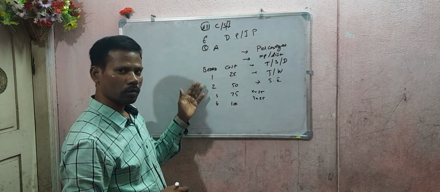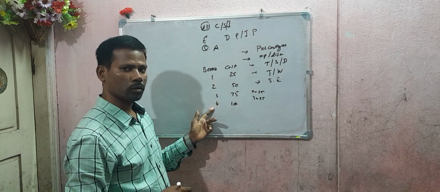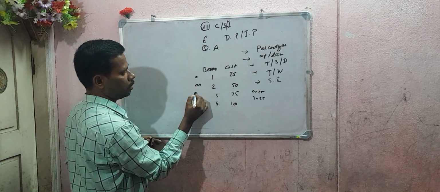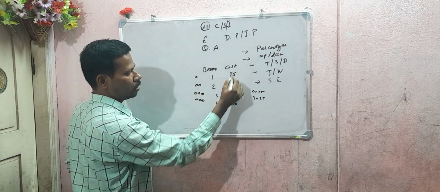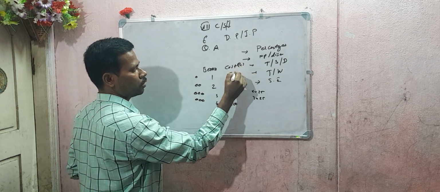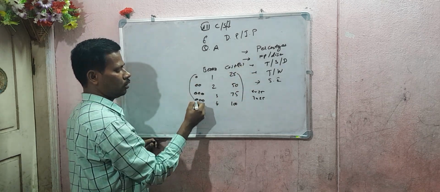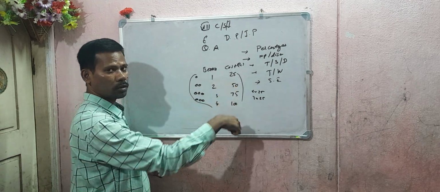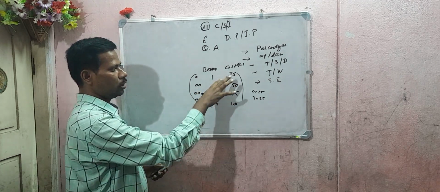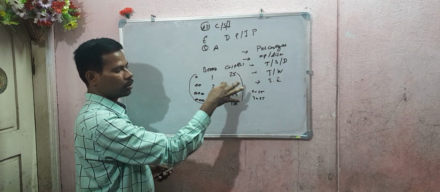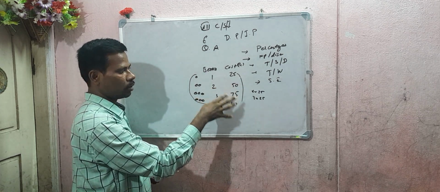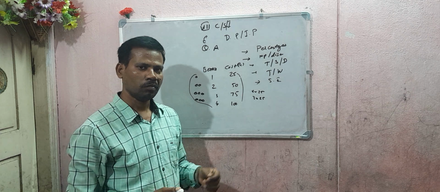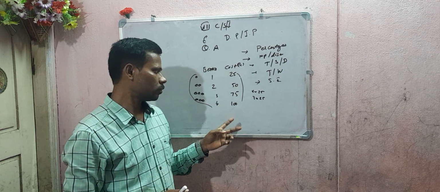Now, look at this pattern carefully. 1 book, 2 books, 3 books, 4 books, and here the cost in rupees. Now you see, books are increasing from 1, 2, 3, 4. The cost is also increasing. Similarly, if the books are increasing and the cost is increasing, then such a pattern is called direct proportion, or you can say direct variation.